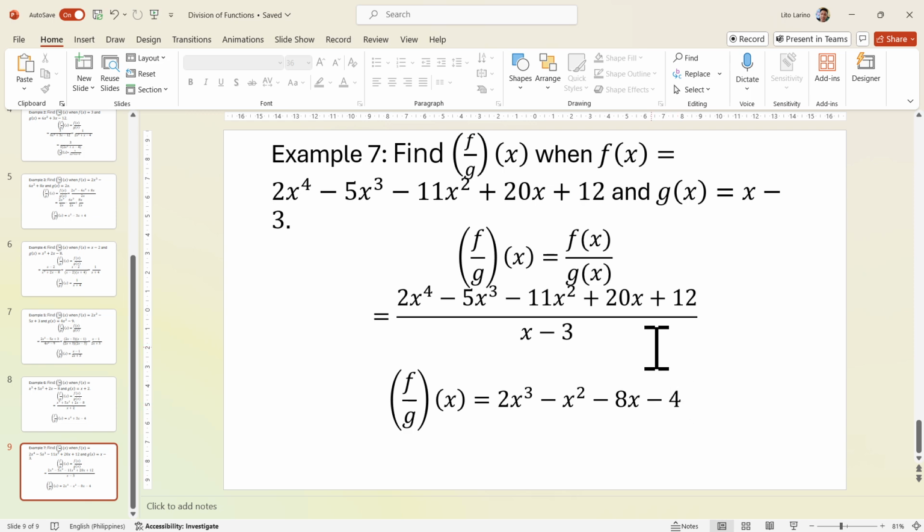What did we do? In this case, if we have a polynomial expression in the numerator, and a linear expression in the denominator, where the exponent of x is 1, we can use synthetic division because it is shorter. This is division of functions.